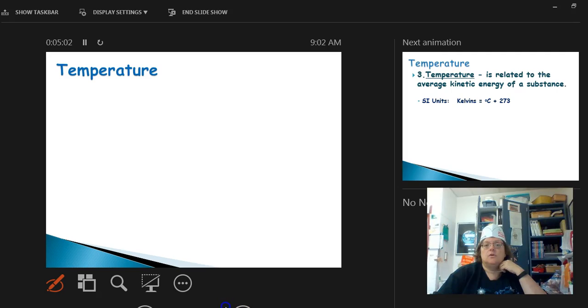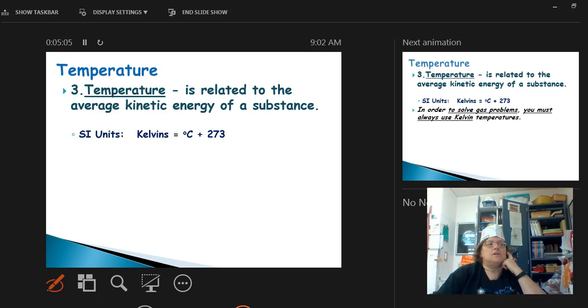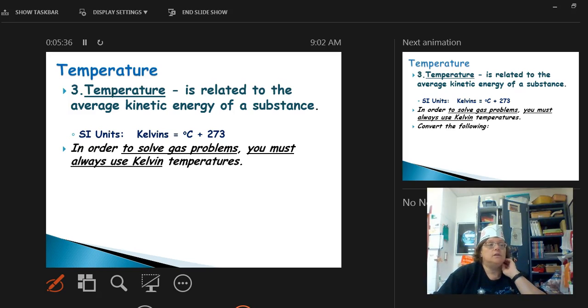All right, our third characteristic is temperature. Temperature is related to the average kinetic energy of a substance. Its SI unit is Kelvin. Kelvins use the concept of absolute zero. Kelvin and Celsius degrees are the same size, but 0 degrees Celsius is the same as 273 Kelvin. So you have to convert from Celsius to Kelvin. You have to add 273. We always use Kelvin when we're doing gases. Always. All right, we're not going to worry about converting anything.